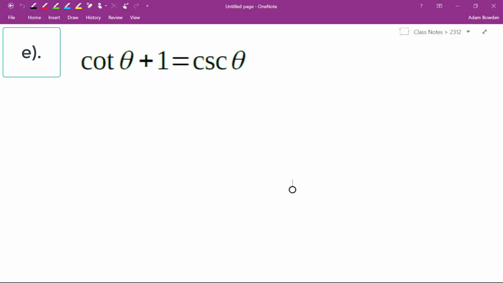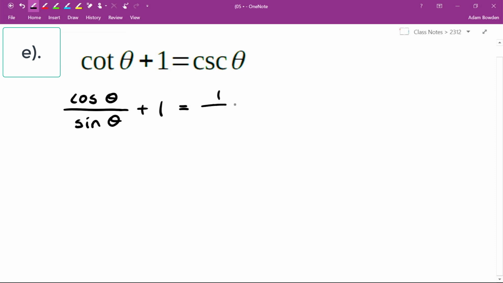In order to solve this equation, we have cotangent theta plus 1 equals cosecant theta. I'm going to change the cotan and cosecant into sines and cosines. So cotangent, that's cosine theta over sine theta, followed by the plus 1, equals cosecant theta, which is 1 over sine theta. Now, since we have converted this into sines and cosines, we have the denominators and the numerators.